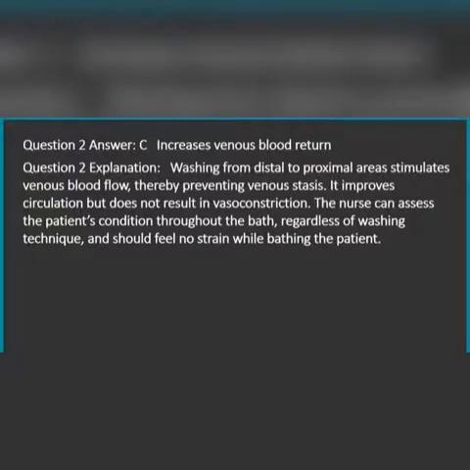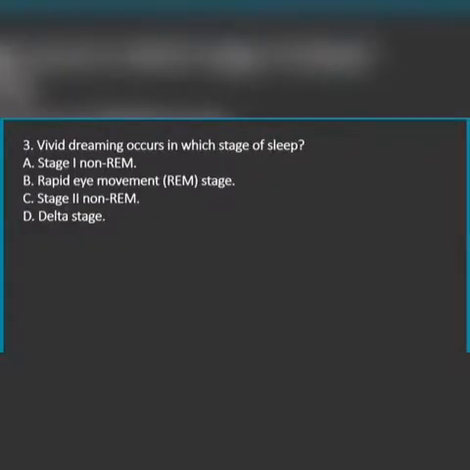Question 2 Explanation: Washing from distal to proximal areas stimulates venous blood flow, thereby preventing venous stasis. It improves circulation but does not result in vasoconstriction. The nurse can assess the patient's condition throughout the bath, regardless of washing technique, and should feel no strain while bathing the patient. Question 3 Vivid dreaming occurs in which stage of sleep?